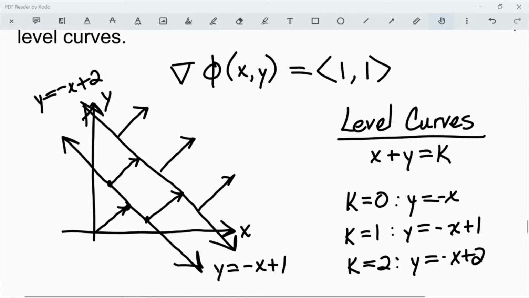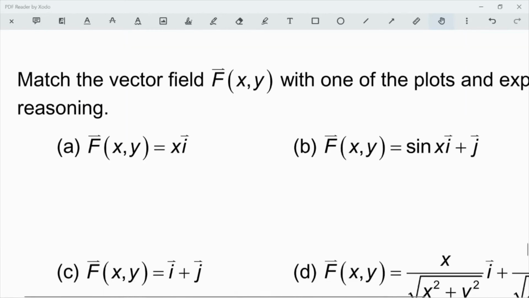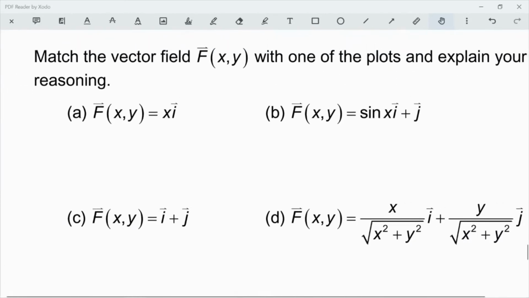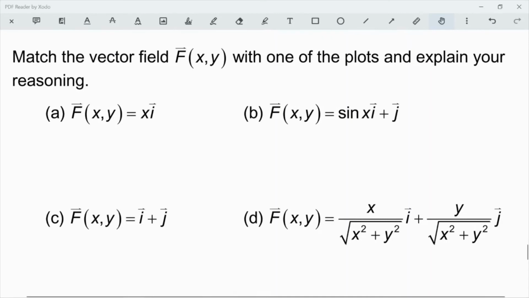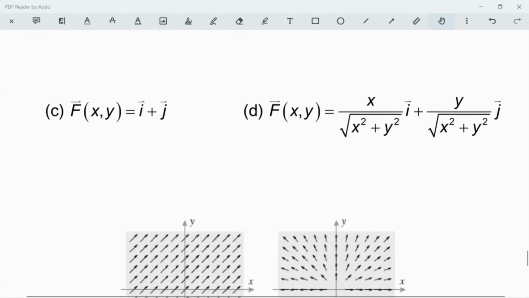All right, so last thing that I want to do here is just go through a little bit of practice. This is what a lot of your homework is going to look like. Match this vector field function with one of the plots and explain your reasoning. So I'm not going to write out the explanations, but we'll talk about these. Okay, so the first one we have is just x times i. So what that means is whatever my x coordinate is at that point, I'm going to point in the i direction, or the horizontal direction, at that magnitude. Okay, so pretty easy to spot for this one.